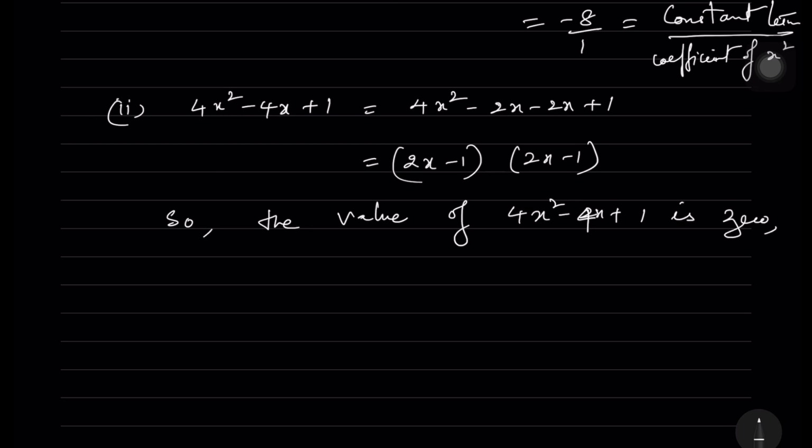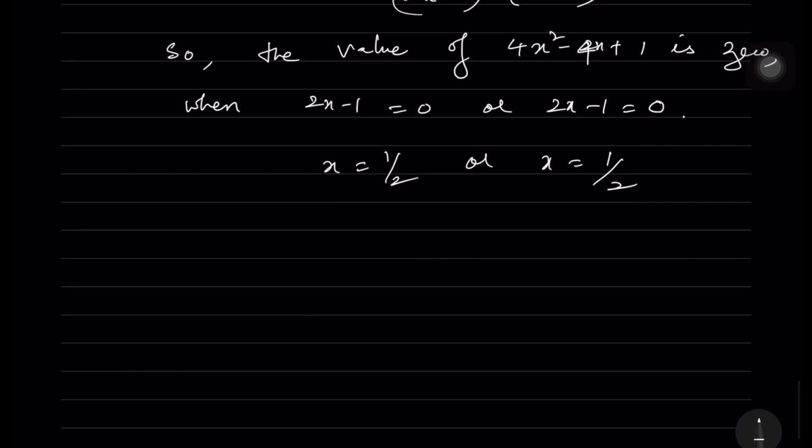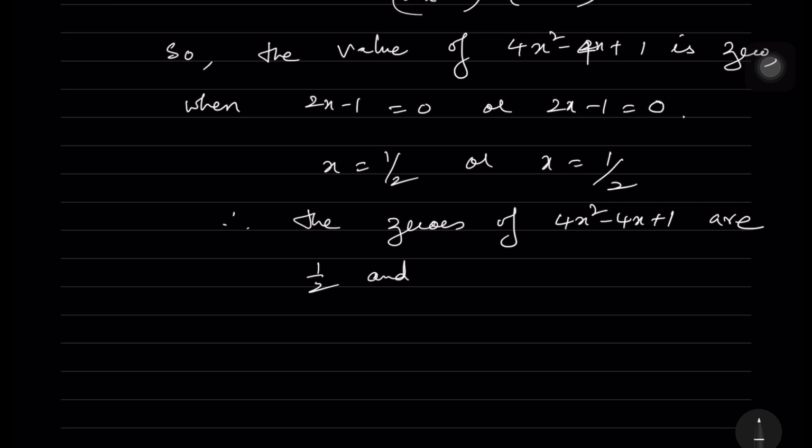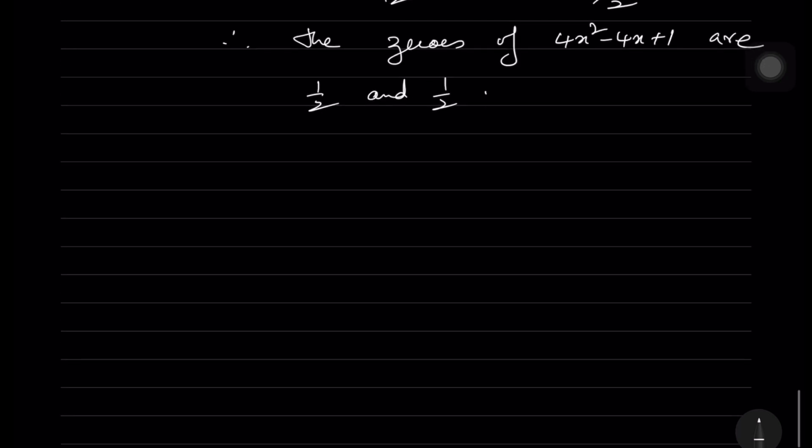So the value of 4x square minus 4x plus 1 is to be 0. When is this value 0? When 2x minus 1 is equal to 0, either of the two factors 2x minus 1 is 0. So in this case you get x is equal to half or x is equal to half. Therefore the zeros of the given polynomial are half and half. So we'll find out what is the sum, then what is the product. So sum of the zeros is 1 by 2 plus 1 by 2, which is 1.